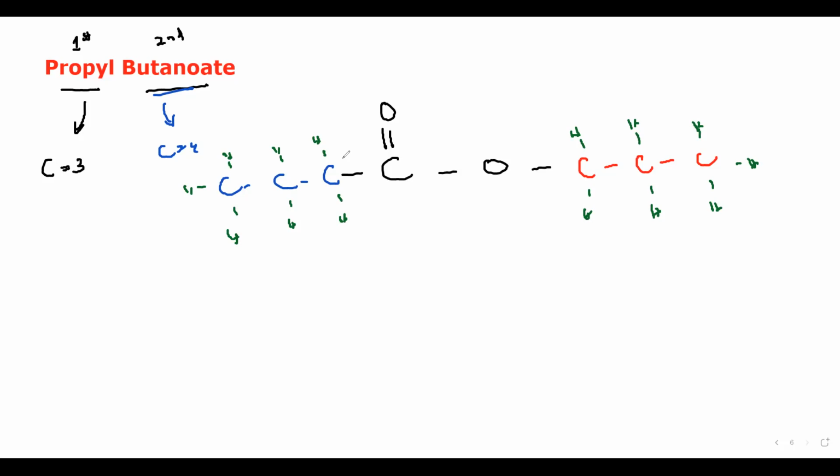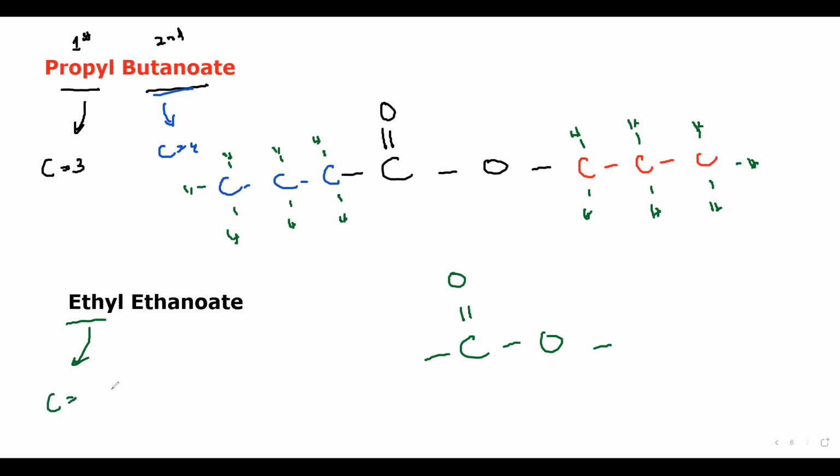So the first name is attached with oxygen, and the second name is with the carbon chain. Another example, if I want to draw ethyl ethanoate. So how to draw ethyl ethanoate? Because it's an ester, we draw C double bonded with O. And this oxygen, you can make it on the right or the left, it does not make a difference. But the first name is the one that comes with oxygen.